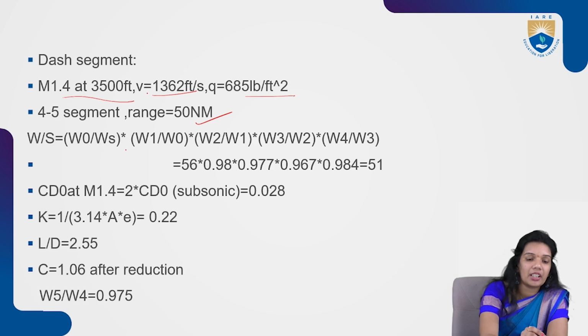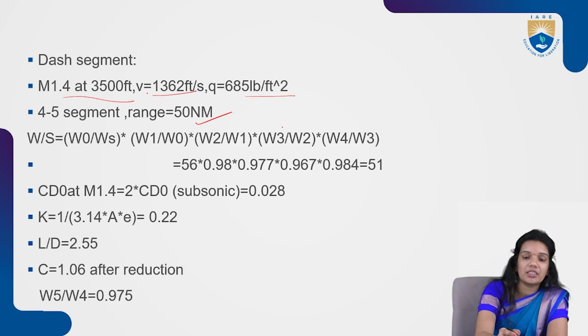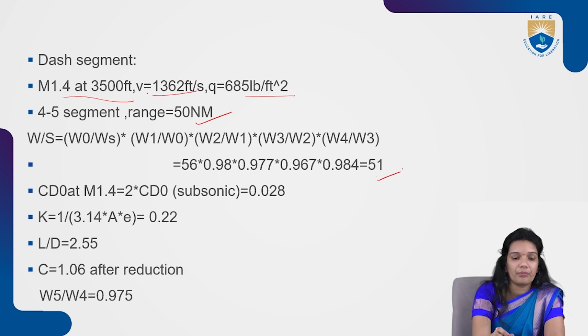So in the previous segment, we have considered till W2 by W1, right? Because we are talking about the cruise, we have taken till that point. Now next is till your dash segment. So we consider till that point and we take all the weight fractions with respect to your wing loading of the aircraft completely. So it is 56 for the complete aircraft. Then the first segment fraction was 0.98, second was 0.977, third was 0.967, and the fourth is 0.984, right? What you have attained in the acceleration. So all of them should give you 51, right? So here my W by S is going to be 51.